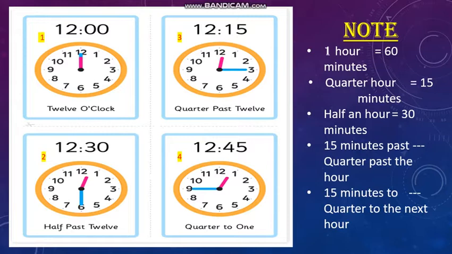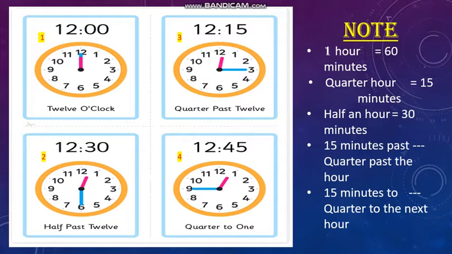Here, in the first clock, the hour hand is at 12. The minute hand is at 12. So, the time is 12 o'clock. In the second clock, the hour hand is between 12 and 1 and the minute hand is on 6. It is 12:30. This means half an hour after 12 o'clock.